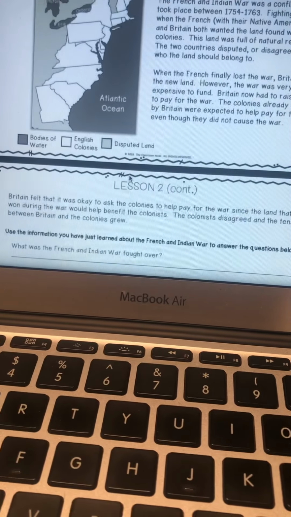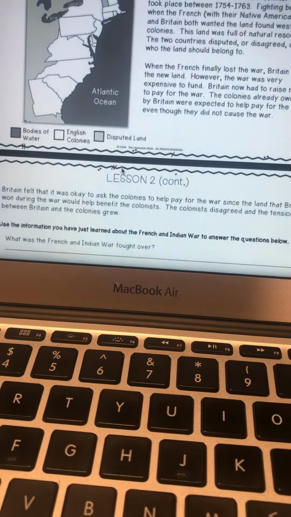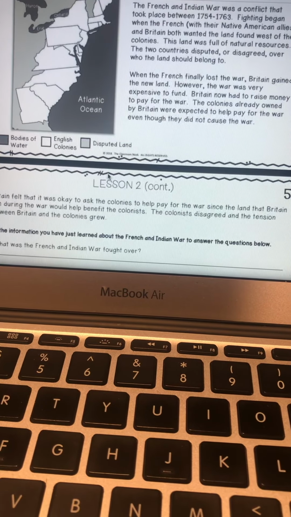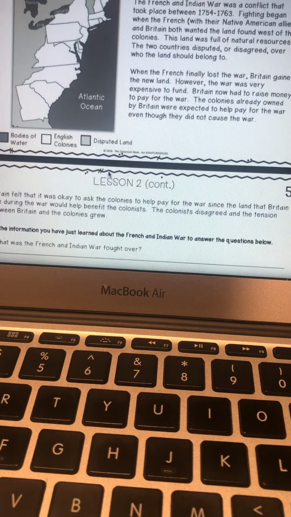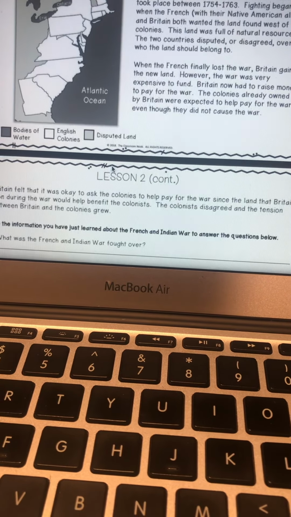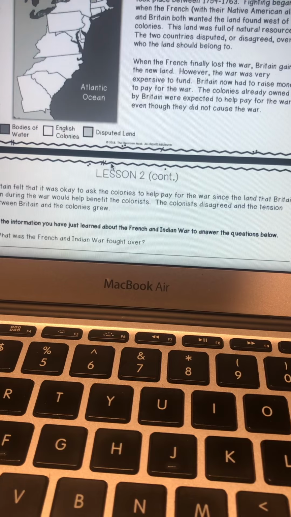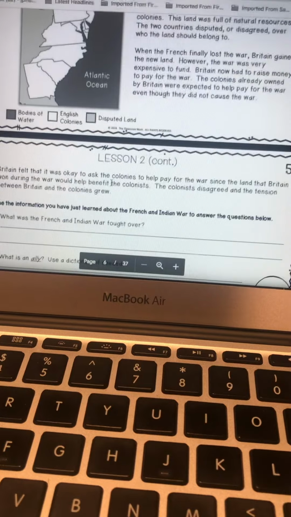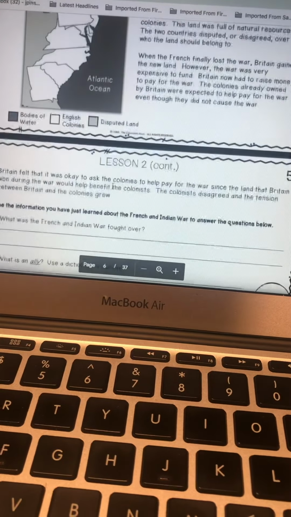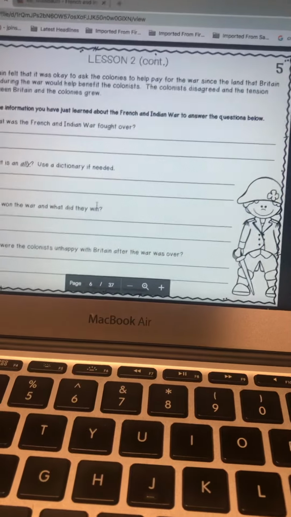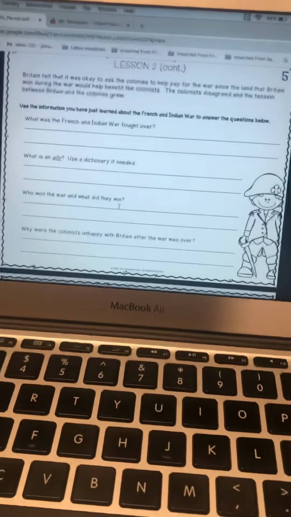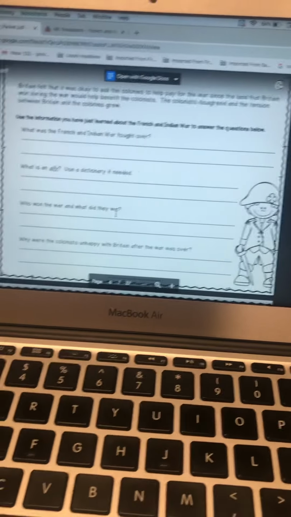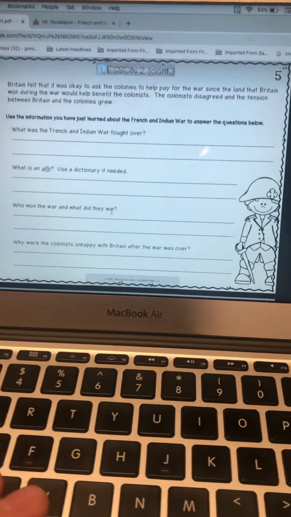Britain felt that it was okay to ask the colonies to help pay for the war, since the land that Britain won during the war would help benefit the colonies. The colonies disagreed, and the tensions between Britain and the colonies grew. So after you guys reread that, you would have to answer these questions, okay? Once you guys have answered these questions, I would take a photo of these questions, okay?